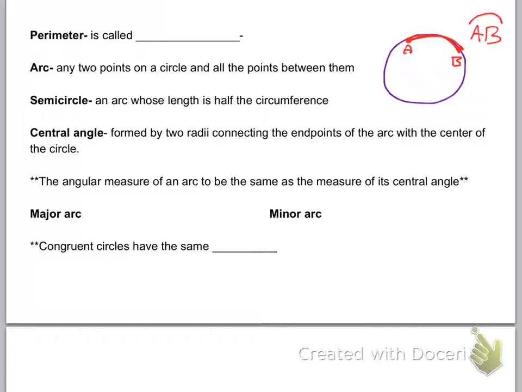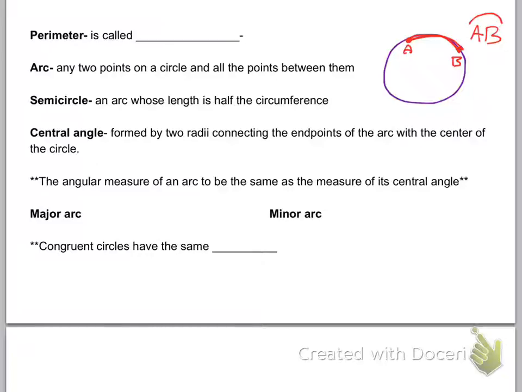I'm going to skip the semicircle and central angle for a second. For continuing talking about these arcs, it says right here that the angular measure of an arc is the same measure as central angle. Okay, we'll talk about that up here. But I want to jump to this major arc. Major arc and minor arc.